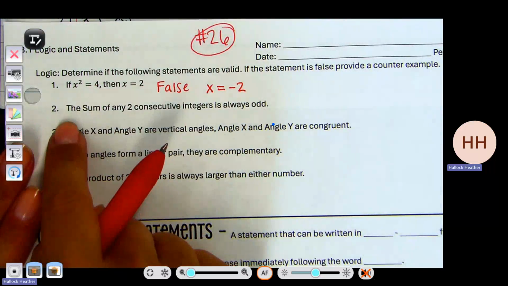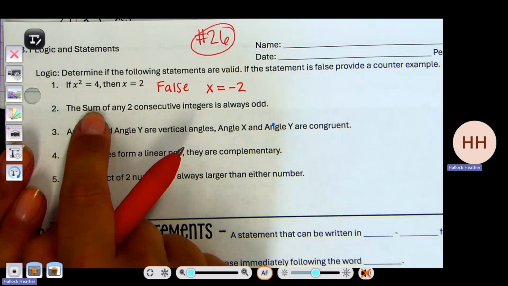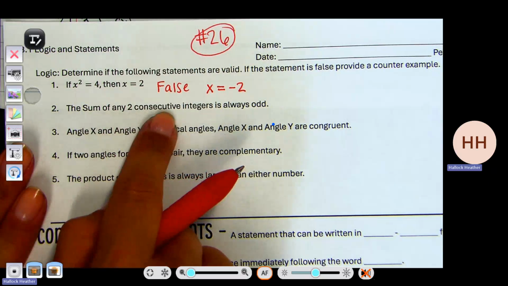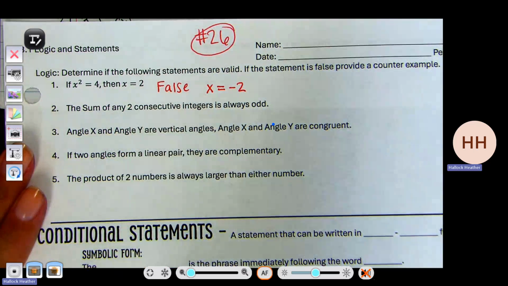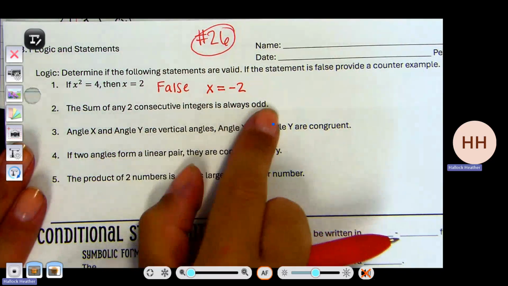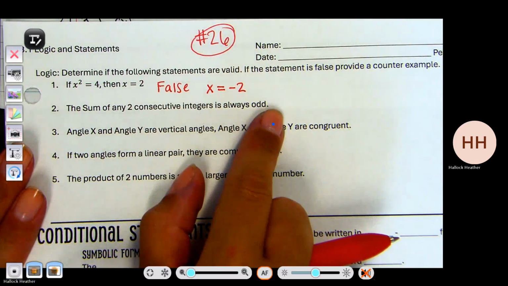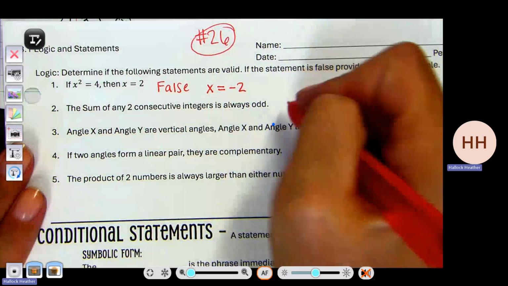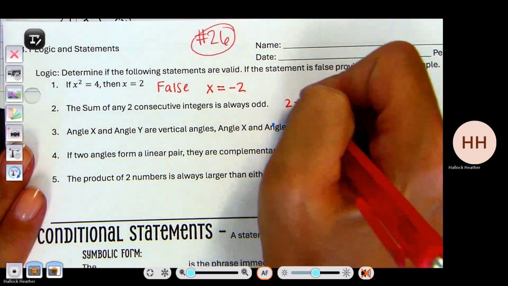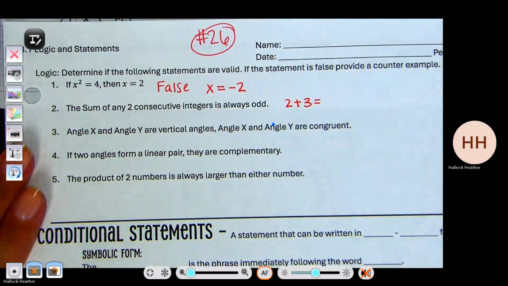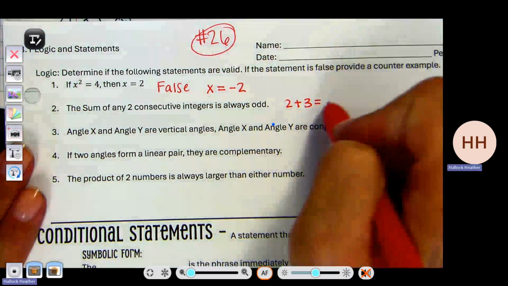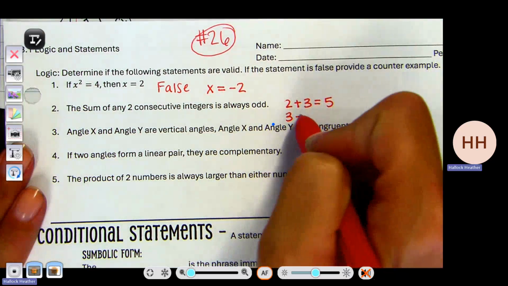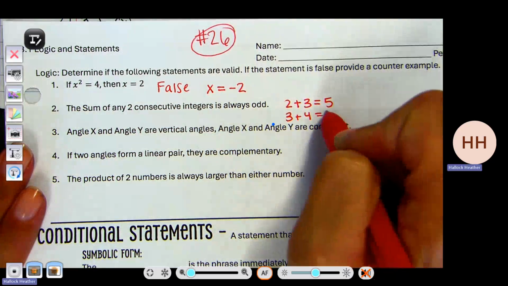So for number 2, the sum, which means to add, of any 2 consecutive numbers. What does consecutive mean? Back to back, like 2 in a row. So 2 numbers that are next to each other will always be odd. Like if I pick 2 and 3, what is that? 5. If I choose 3 and 4, what is that?